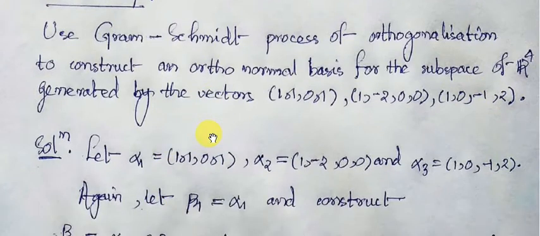So let us now start. Here we have renamed these vectors. We are considering this alpha 1 vector equal to (1, 1, 0, 1). We are considering the alpha 2 vector as the second vector, (1, -2, 0, 0), and also this third vector (1, 0, -1, 2) as the alpha 3 vector.